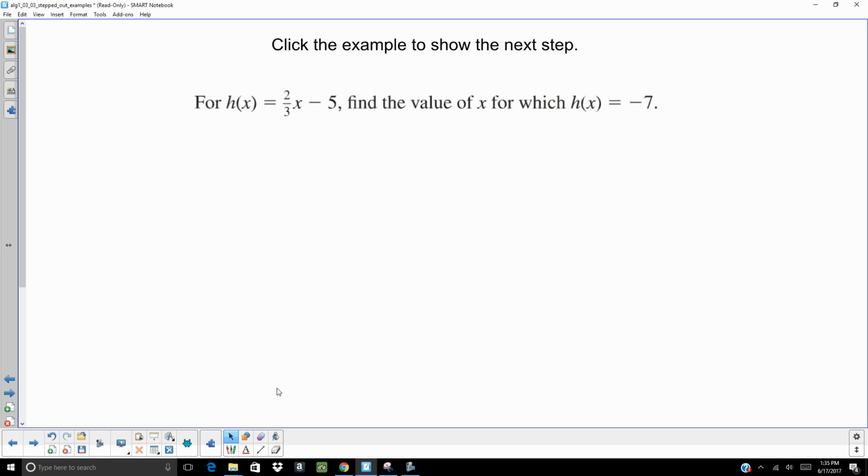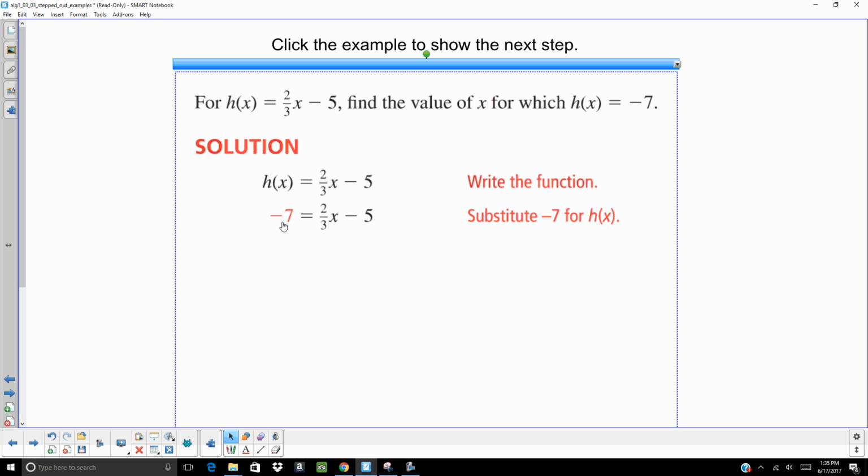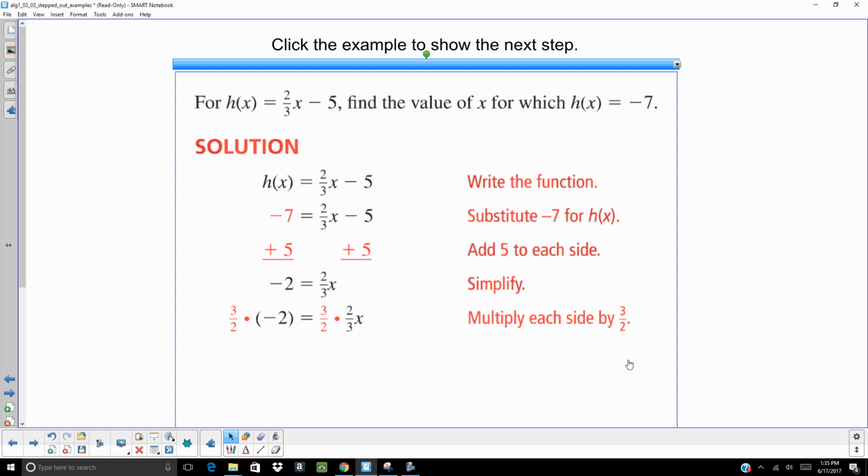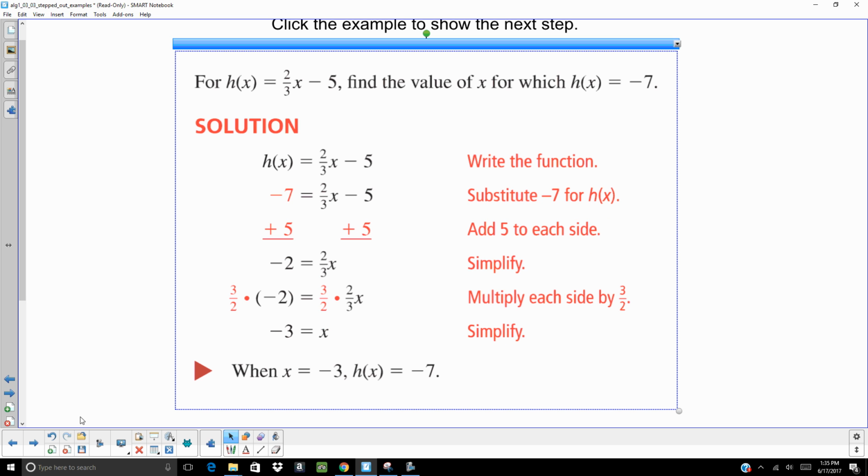So for h of x equals 2 thirds x minus 5, find the value of x for which h of x equals negative 7. So we're not going to be plugging in because they're telling us our output is negative 7. So we put it where our y would be because that's our output, and we need to solve for x. And they're even saying, find the value of x. So now it's just an equation. Add 5 to both sides. To get rid of a fraction, you multiply by the reciprocal. And you're going to get x equals negative 3. So when x equals negative 3, h of x equals negative 7.